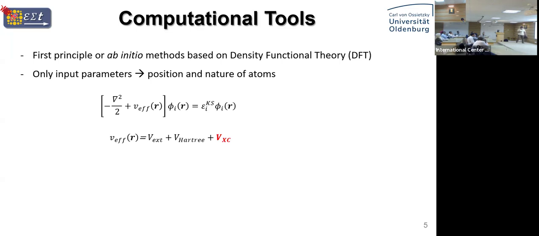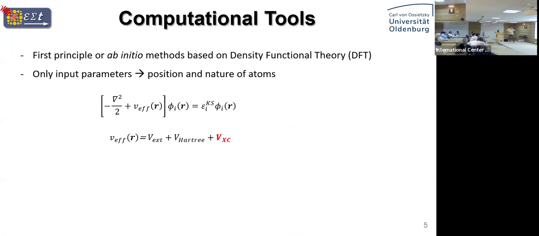Essentially, here we have the Hamiltonian, which has this term standing for the kinetic energy of the electrons and the effective potential, and then the orbitals of the electrons and their corresponding eigenvalues, the energies of the orbitals. This effective potential consists of three terms. The first is the external potential that is there due to the presence of the nuclei. Then the Hartree potential, the electrostatic interaction between the electrons. And then this third term, which includes all the exchange-correlation terms.